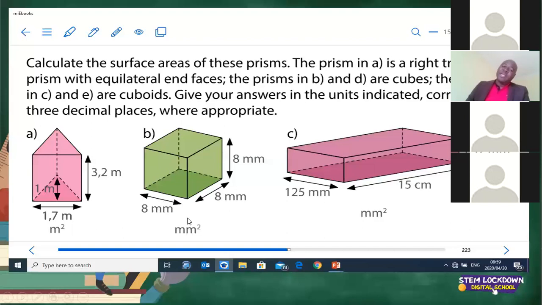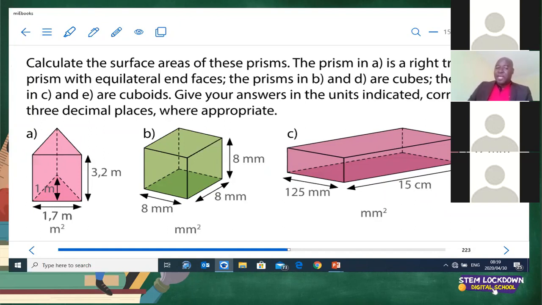That is the surface area for the cube. It's very easy to work with the surface area for a cube, because all that you need to do is to multiply the length by the breadth. And of course, thereafter you multiply by the number of faces.